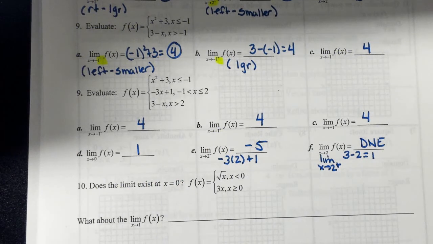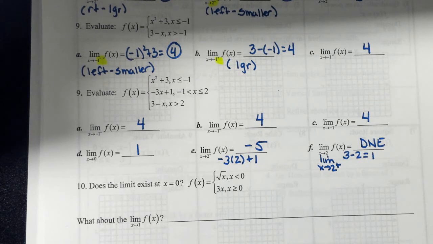Those are our answers for those 6. Again, the trick is just making sure left means smaller, less than, and plus means greater than. If it's two-sided, you've got to check to the left and to the right.